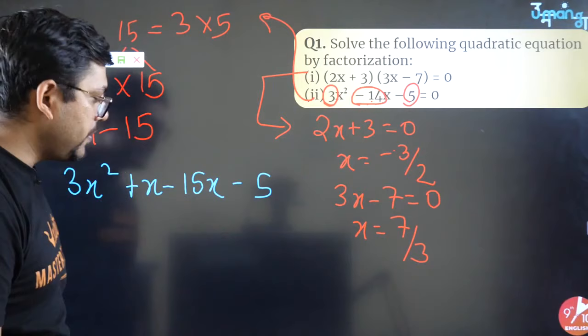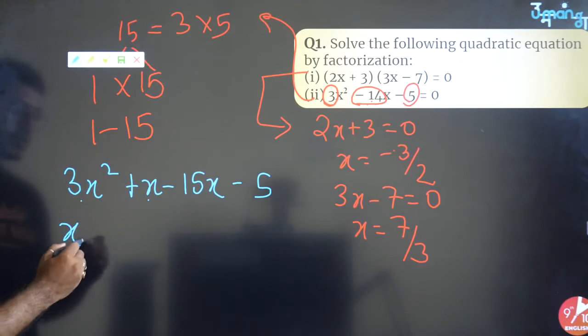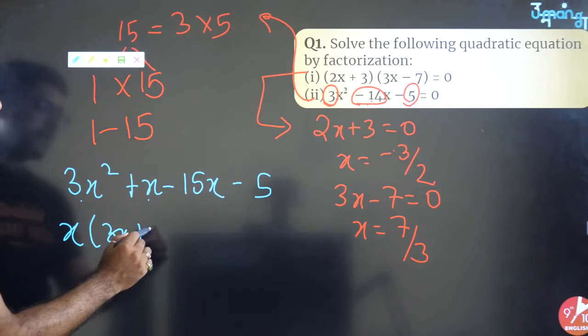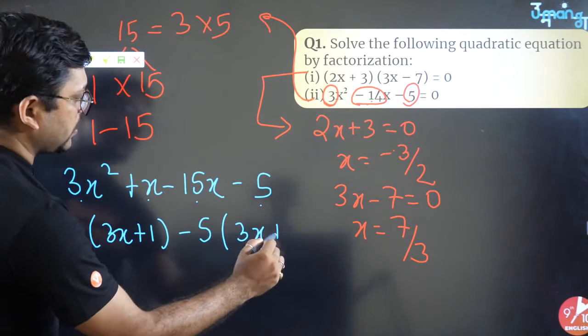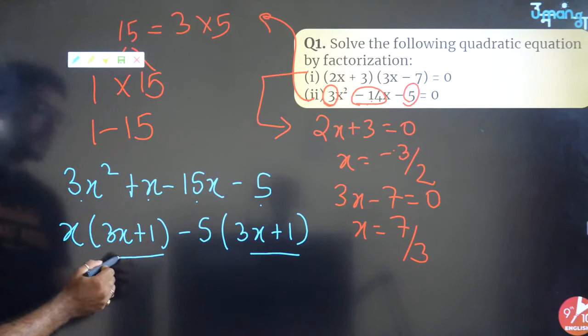Now you have to take the common. From these two terms, you can take out x common, remaining is 3x plus 1. And from these two terms, you can take out minus 5 common, so remaining is 3x plus 1. So you have got 3x plus 1 common.